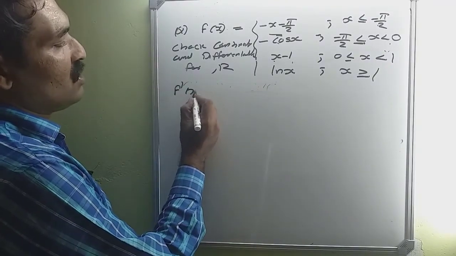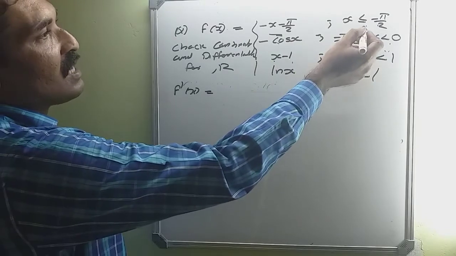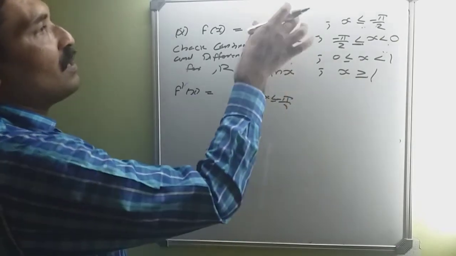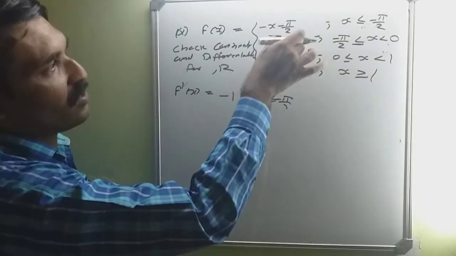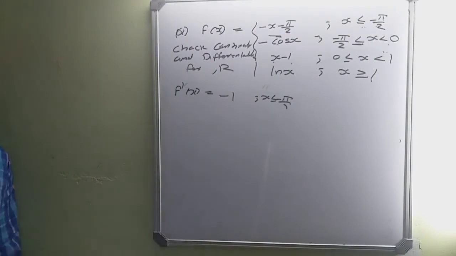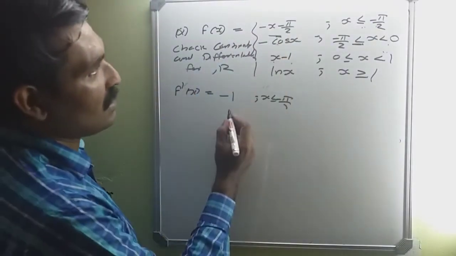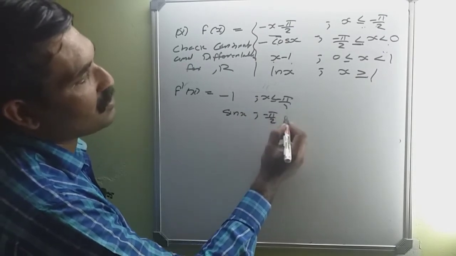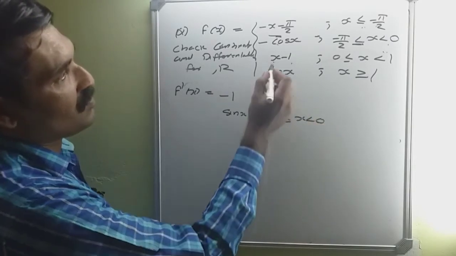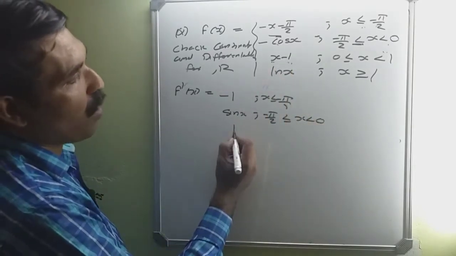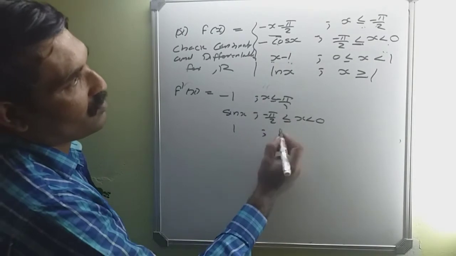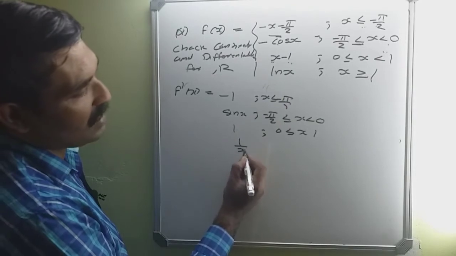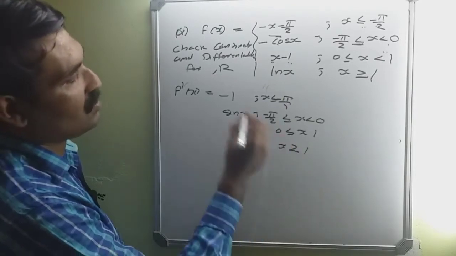f dash x is equal to, for x less than or equal to minus pi by 2, the derivative of this is equal to minus 1. The derivative of cos x is equal to minus sin x, so minus of minus sin x is equal to sin x, for minus pi by 2 less than or equal to x less than 0. The derivative of x minus 1 is equal to 1 minus 0, for 0 less than or equal to x less than 1. And the derivative of ln x is equal to 1 by x for x greater than or equal to 1.